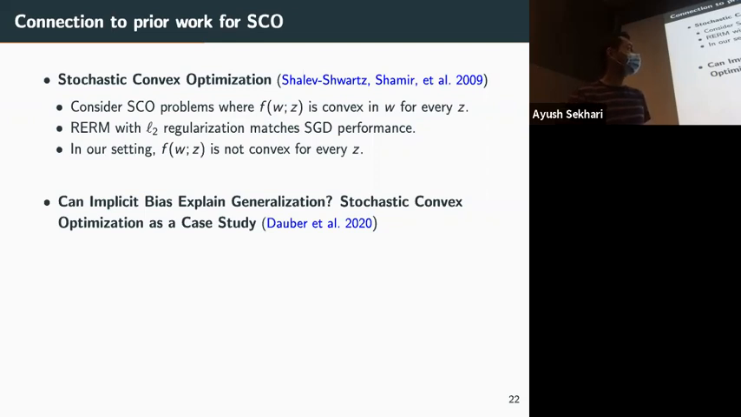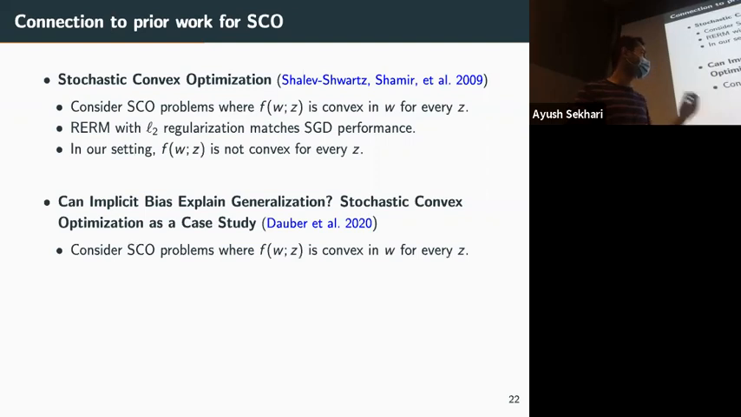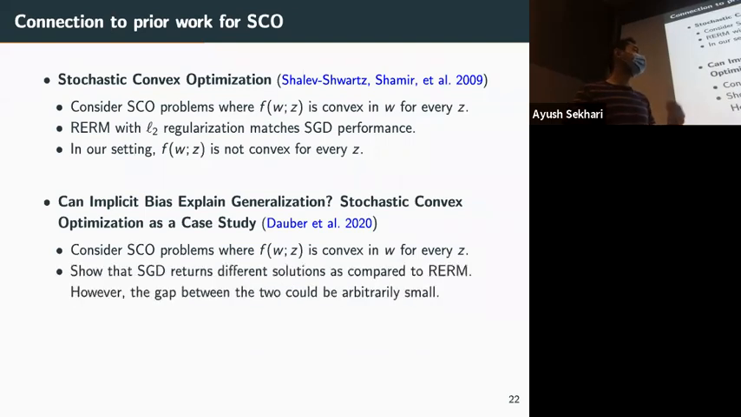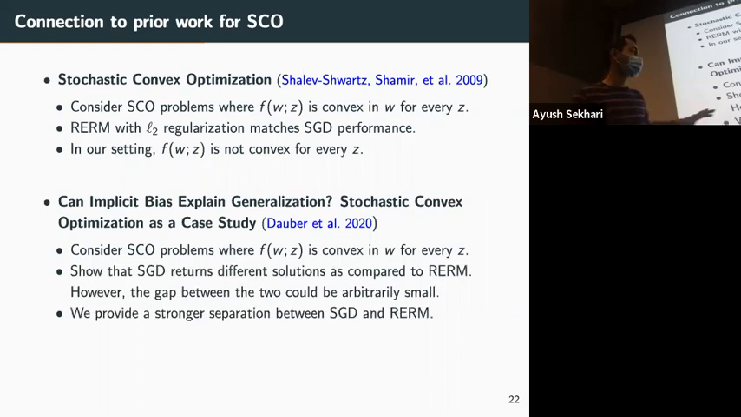There's also been some recent work that shows difference between the points that are reached by SGD and RERM. In particular, they show that the solutions that are returned by SGD are qualitatively different from the solutions that are returned by RERM. So it's not the case that SGD is going towards an RERM solution. However, the gap between the two solutions in terms of their performance guarantees could be arbitrarily small in their constructions. We provide a stronger separation where SGD performs at a rate of 1 by root n, but RERM fails to beat a constant suboptimality guarantee.